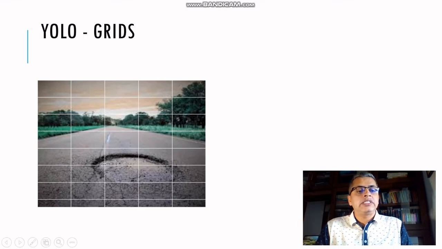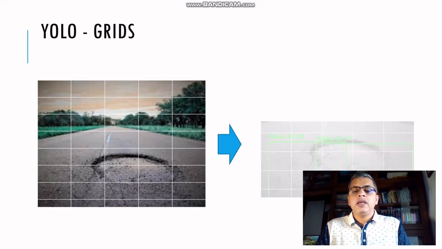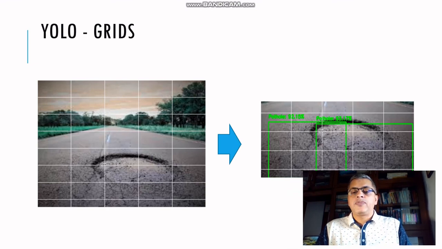So each grid contains these anchor boxes, and all these grids and all these anchor boxes are then fed into the convolutional neural networks, and then finally the prediction comes as like this, with the object wherever it is detected, and its probability, how probable it is that it's the object which you're looking at. So that's what YOLO does.